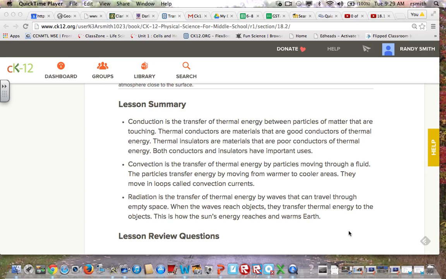Radiation is the transfer of thermal energy by waves that can travel through empty space. When the waves reach objects, they transfer thermal energy to the objects, and this is how the sun's energy reaches and warms the earth. There you have it.